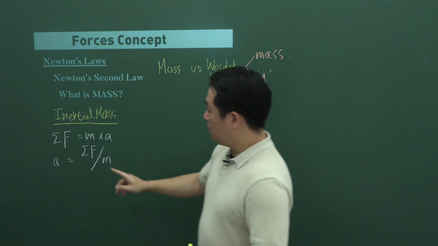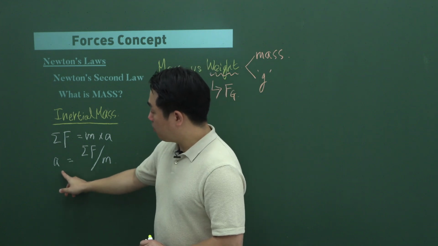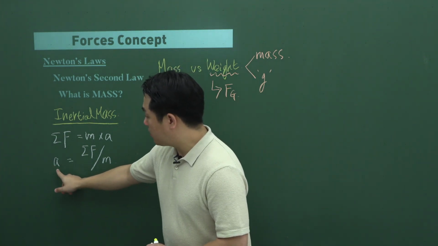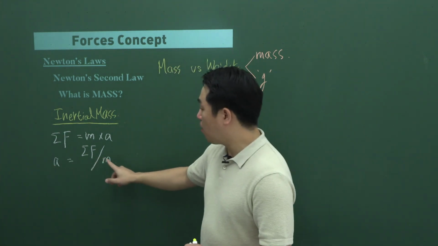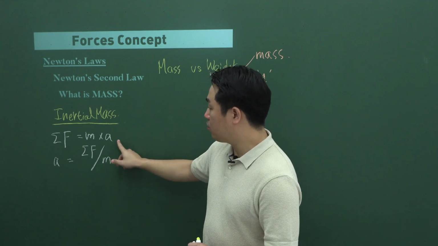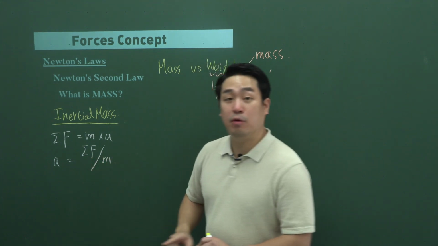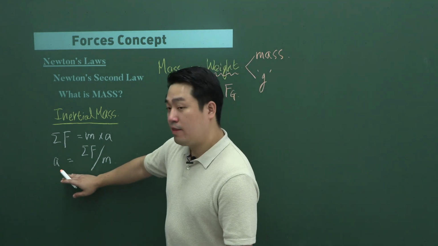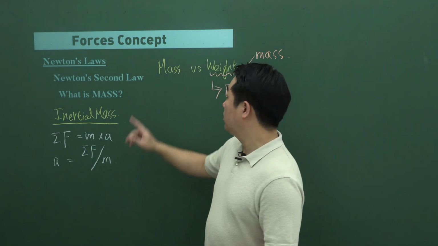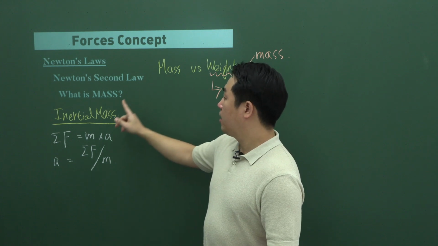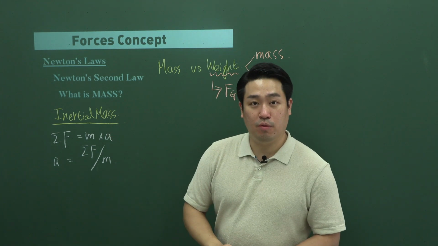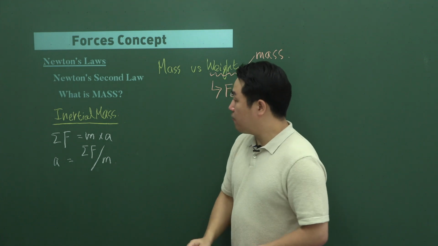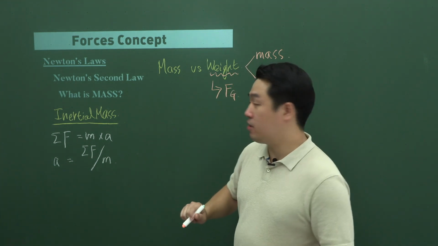If you come back over here, we can explore from this equation that acceleration becomes smaller when mass increases under the same amount of net force acting on the object. We're going to try to use that relationship in order to define mass in terms of inertial mass. And the definition of inertial mass goes as the following.